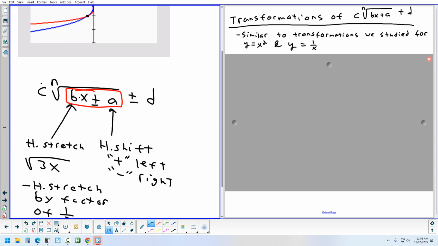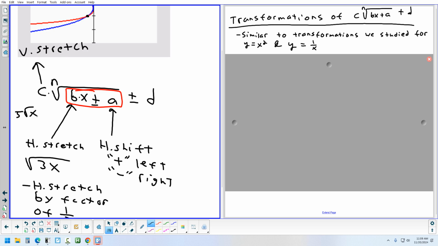Okay, what about C? C is like B. It's multiplication, but it's outside instead of inside. Yeah? It's a vertical stretch, and that is not backwards. The bigger you make the C, the bigger stretch you get. So if you put like 5 times the square root of x, that's a vertical stretch by a factor of 5. Okay. Vertical transformations are never backwards.